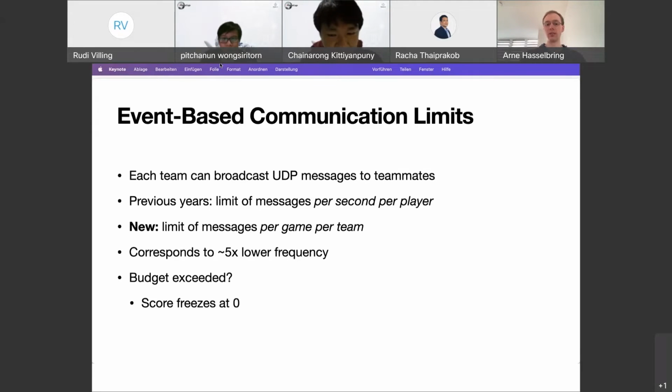So now the robots have to decide when they want to communicate some information, or when they think that they have valuable information for their teammates. And the messages are counted by the game controller application, and when you exceed your budget, then your score is 0. So when a team sends too many messages, they can at most tie their game, but they cannot win anymore.